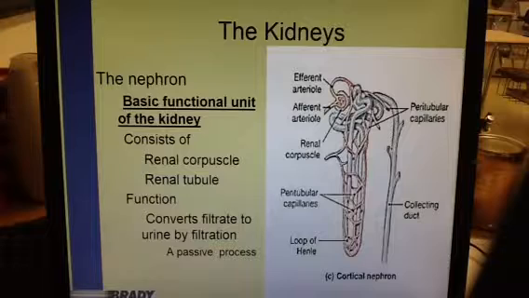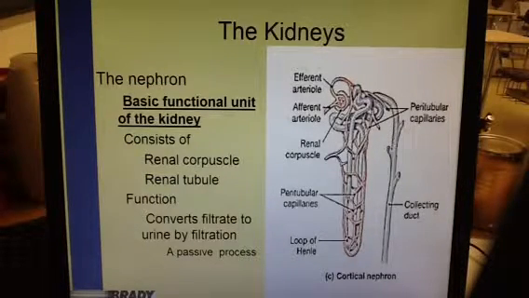So the nephron has the renal corpuscle, which is the top part, it all looks like a ball of yarn. It's labeled on that picture. And then the renal tubule, which is the bottom part that looks like one long, really tall U shape. That is the tubule. The function of the nephron is to convert filtrate to urine by the process of filtration, which is a passive process. So we'll talk about urine production in the nephron.